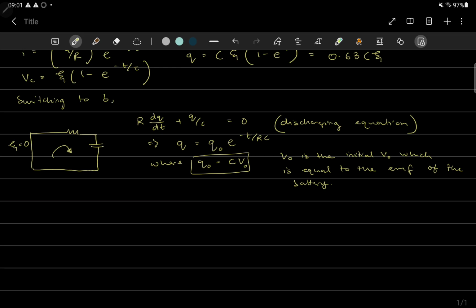Okay, so now from here I can also express my I, which is given as dq by dt, and dq by dt over here, again differentiating with respect to t, you will get minus Q naught by RC e to the power of minus t by RC. So basically this tells us that the current also decreases exponentially with time at a rate which is set by RC, because this scales by RC, which is called the time constant, like I already mentioned. Okay, and that is all for RC circuits. Pretty simple.